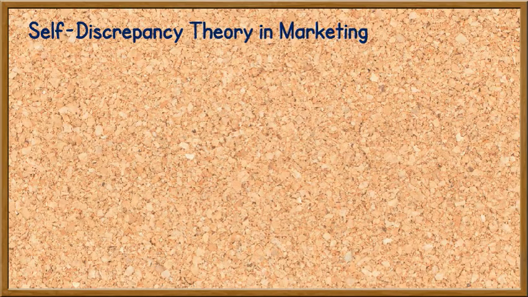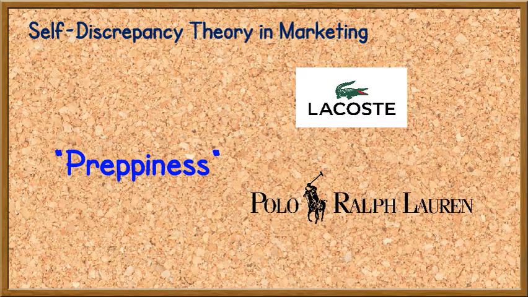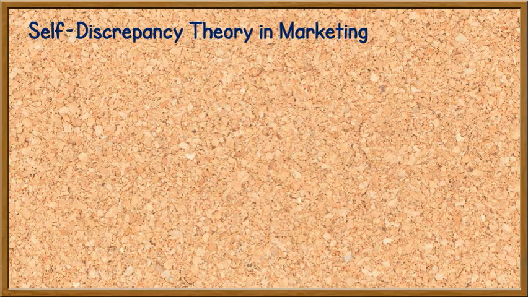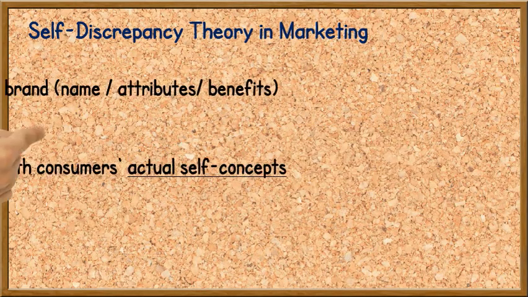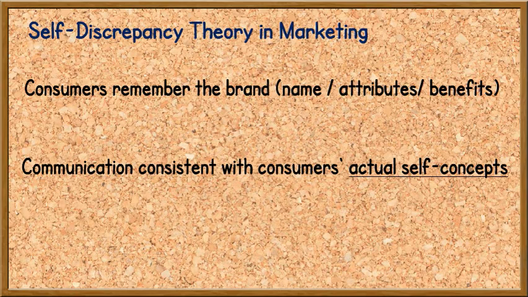For example, a consumer who wants to achieve preppiness may meet the goal by endorsing Lacoste or Polo Ralph Lauren. On the other hand, if a consumer's ideal self-concept is more edgy, he or she may wear clothing from Saucony. In contrast, if marketers want consumers to remember their brand names, attributes, and benefits, they should create communications that are consistent with consumers' actual self-concepts.